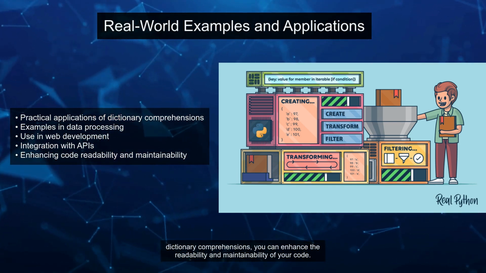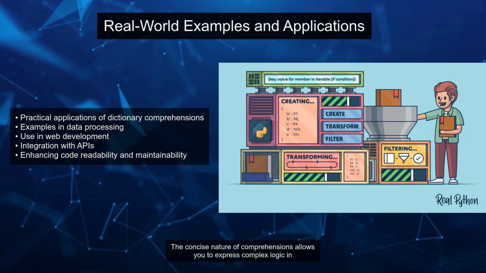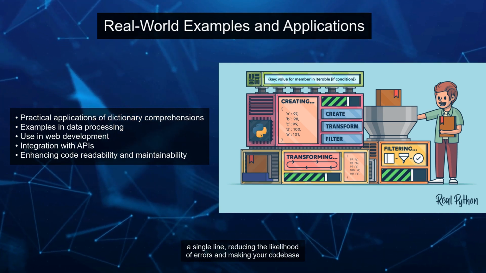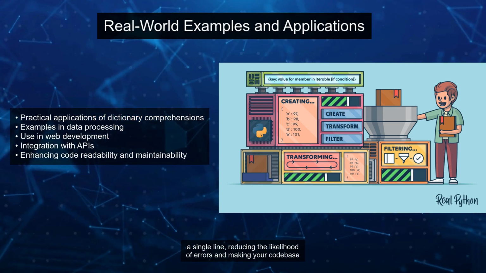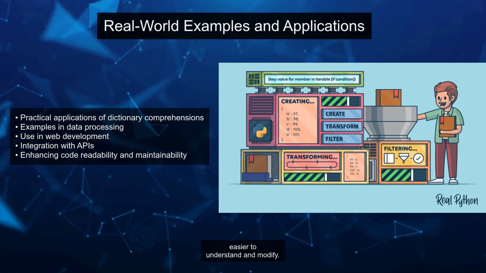By utilizing dictionary comprehensions, you can enhance the readability and maintainability of your code. The concise nature of comprehensions allows you to express complex logic in a single line, reducing the likelihood of errors and making your codebase easier to understand and modify.